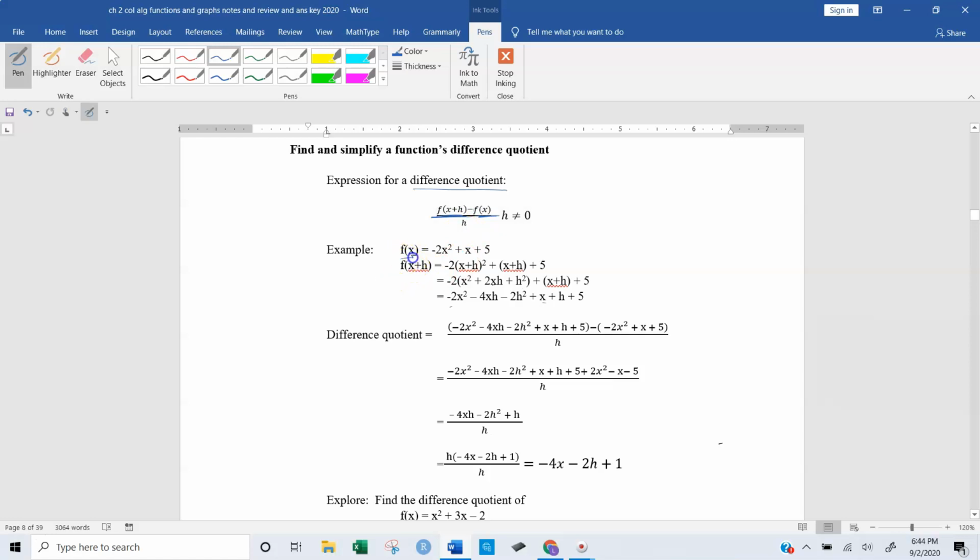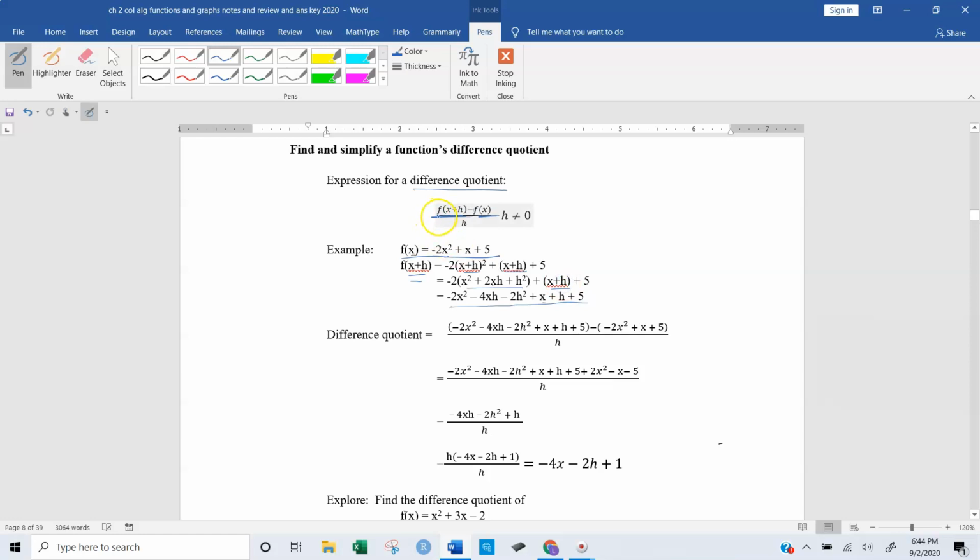So you are given this function. Your next step is to plug in x plus h in for all your x's. So we do that here and here. Square your x plus h. X plus h here doesn't do anything. Distribute your -2 and look to combine like terms, which there are none.